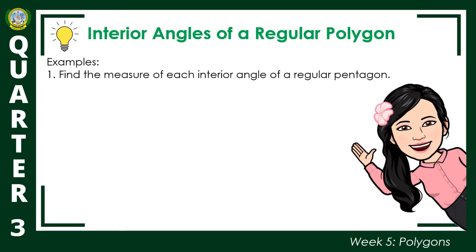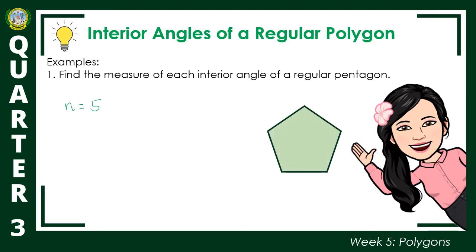Find the measure of each interior angle of a regular pentagon. First, we have to determine how many angles are there in the given polygon. Since it is a pentagon, we know that a pentagon has 5 sides and a 5-sided polygon has 5 angles as well. Meaning, ang n po natin ay equal po sa 5. So, sulat natin dito. Ang gagamitin po nating n ay 5 kasi po pentagon.